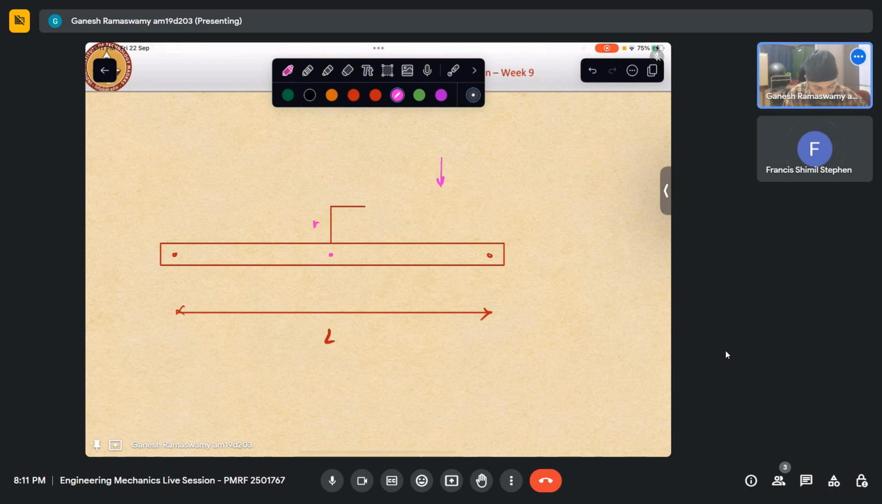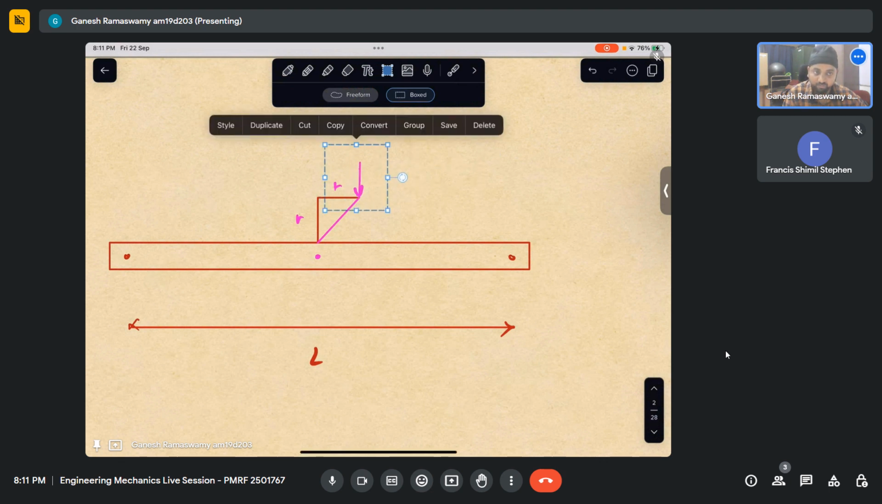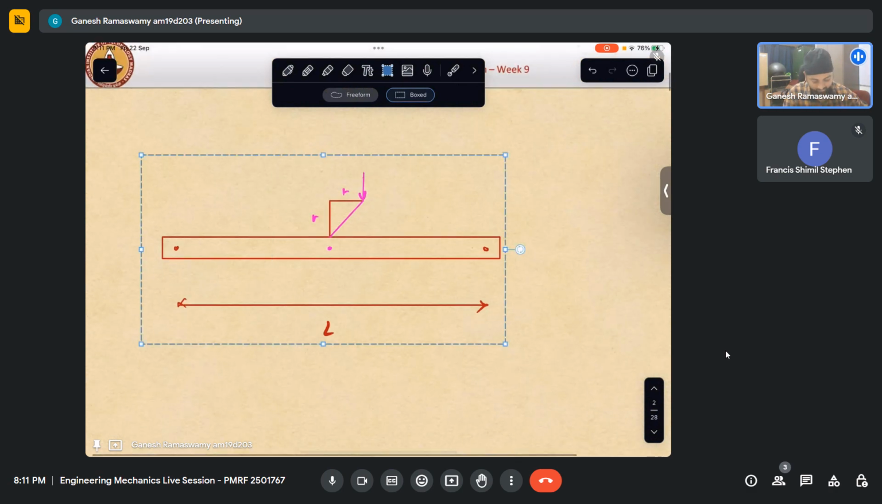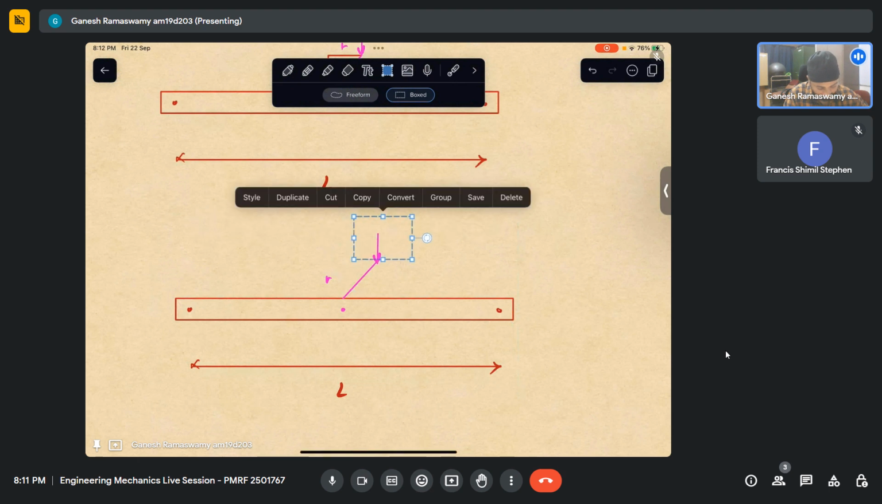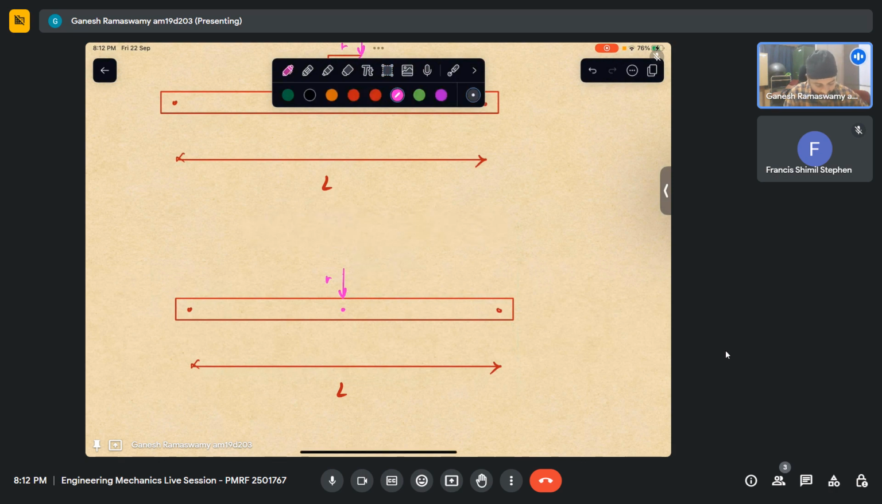Let me call this R. Let me call this also R. So this is R root 2. Now let us say this is my force that is applied. I need to have the same condition. What I will do is I will remove these. I'll bring this force here. Along with that, I will have to add one couple M.